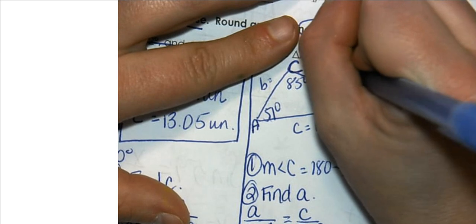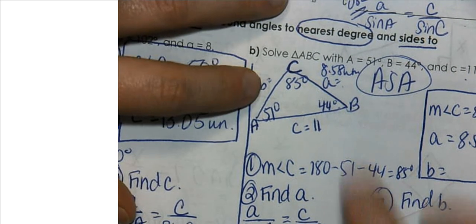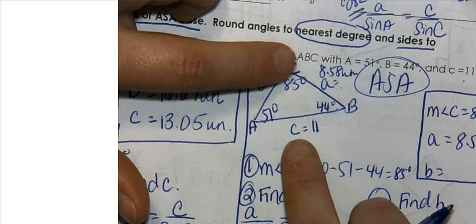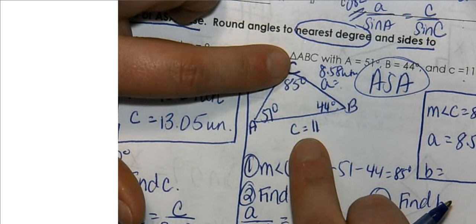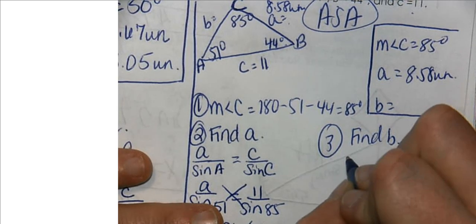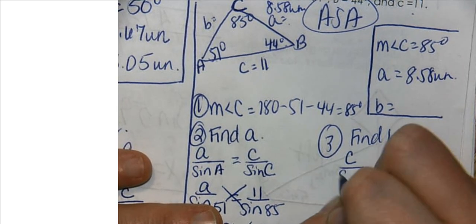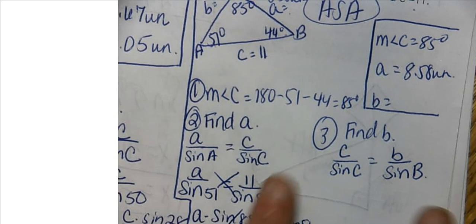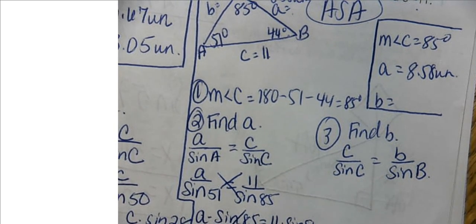All right, let's go ahead and find little b. So little b is across from 44 degrees. And I'm still going to work with that two of a kind from the very beginning, which is 85 and 11. So 85 degrees and 11. So the proportion that I'm going to set up is little c divided by the sine of C is equal to little b divided by the sine of angle B. Could you flip-flop these two fractions? Absolutely. It doesn't make a difference.